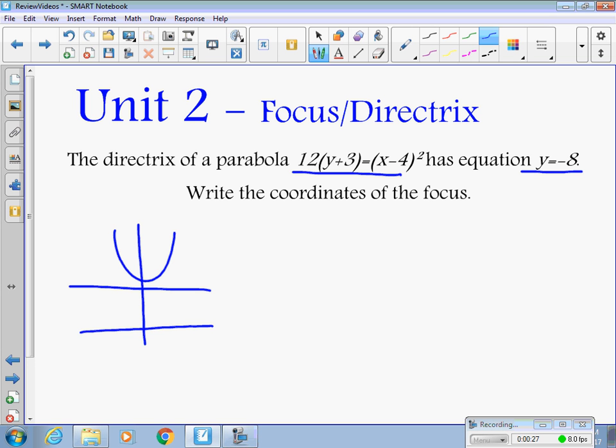And the focus is going to be inside the parabola. I didn't draw that to scale, but it's going to be inside. Your parabola is going to be halfway between the focus and the directrix. Okay, so that's just a quick overview.